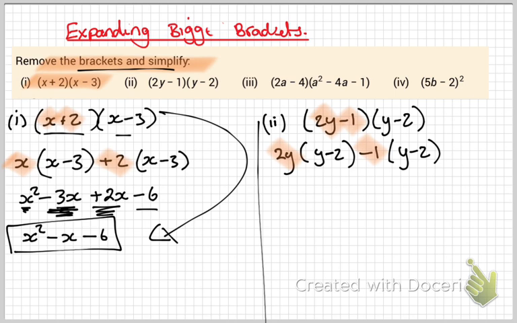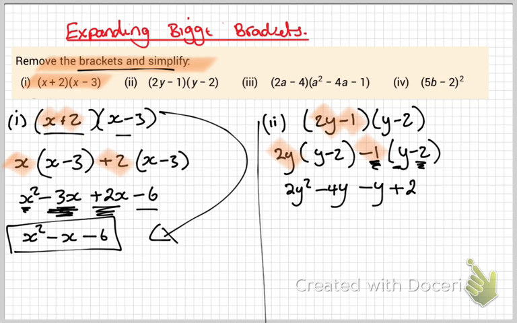Multiplying it in, so it'll be 2y times y is 2y squared, 2y times minus 2 is minus 4y. Minus 1 times y is minus y, because we're doing this one now. And then minus 1 times minus 2 is plus 2.